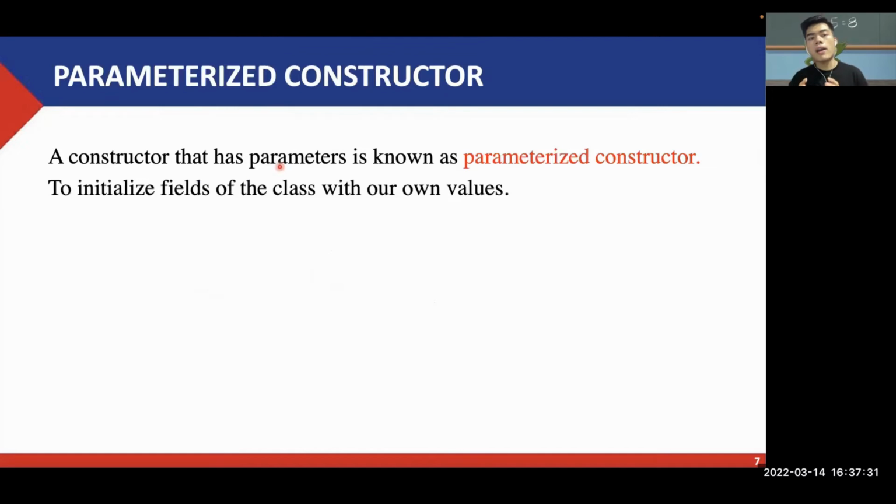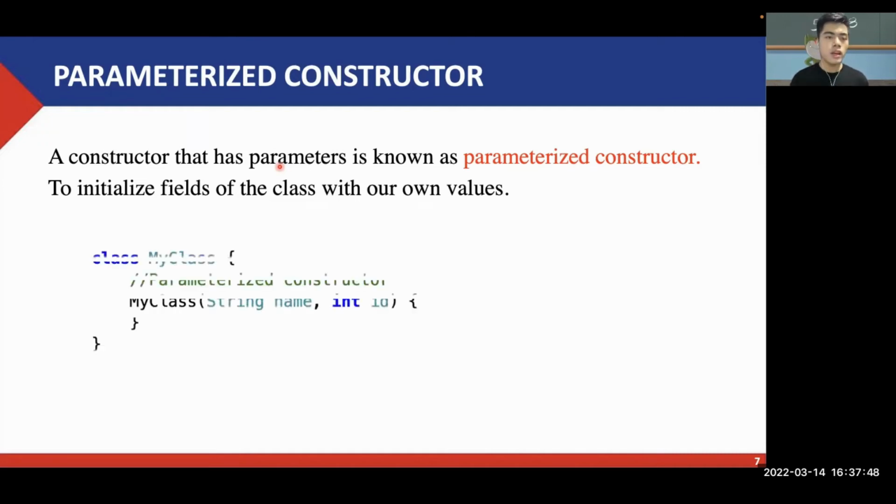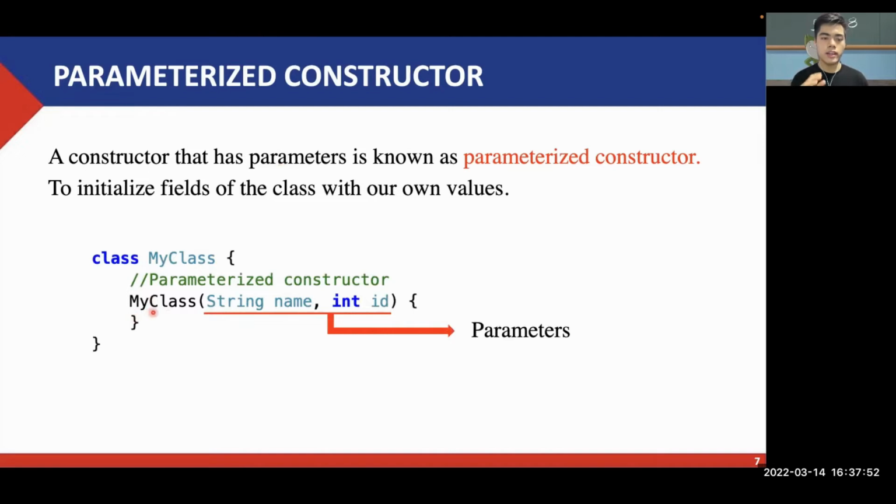About the parameterized constructor, a constructor that has parameters is known as a parameterized constructor. It is used to initialize fields of the class with our own values via the parameters. As you can see here, the constructor takes two arguments, which are the parameters. The first one is a string and the second one is an integer.